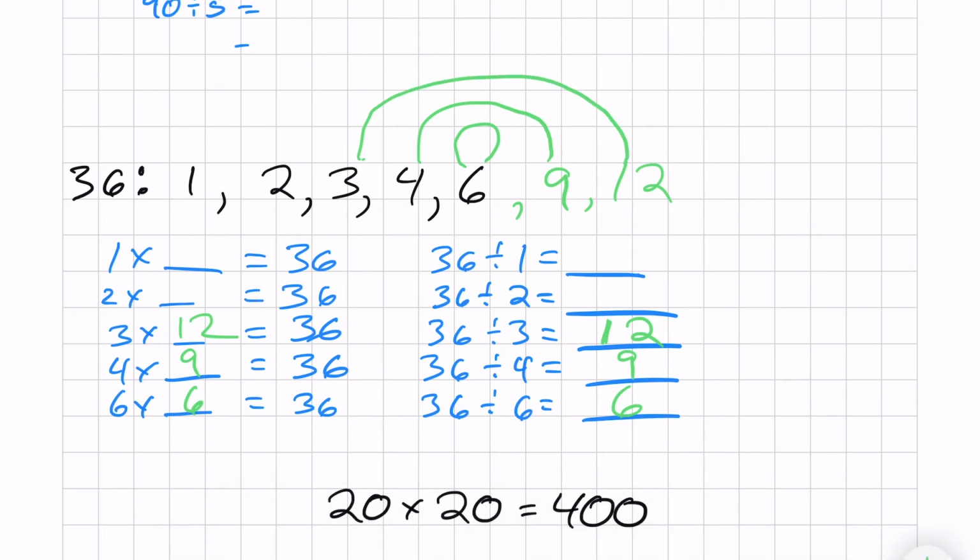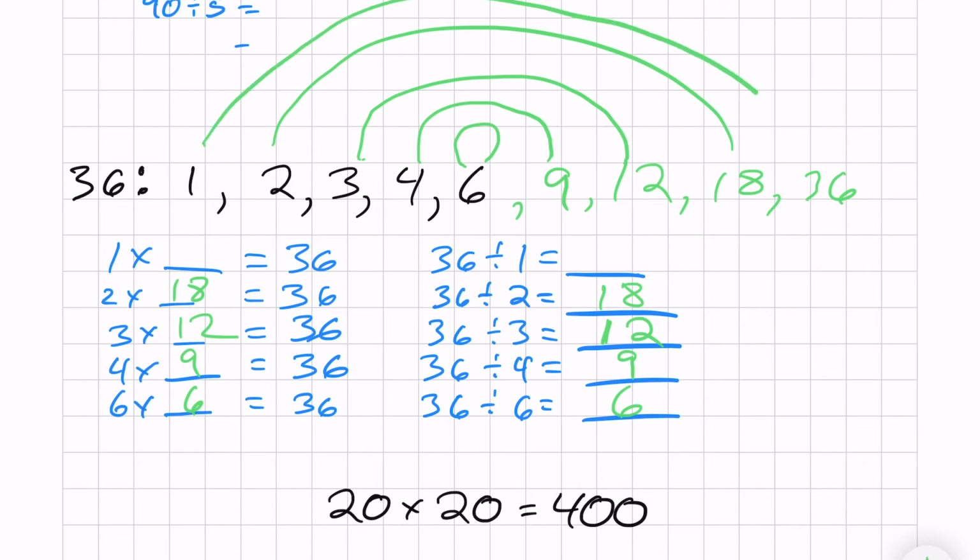There we go. Okay, and then we have 36 divided by 2, so 30 divided by 2 is 15 plus 3. That's going to be 18. And 36 would be the last one, because 1 times 36 is 36, right? There we go.